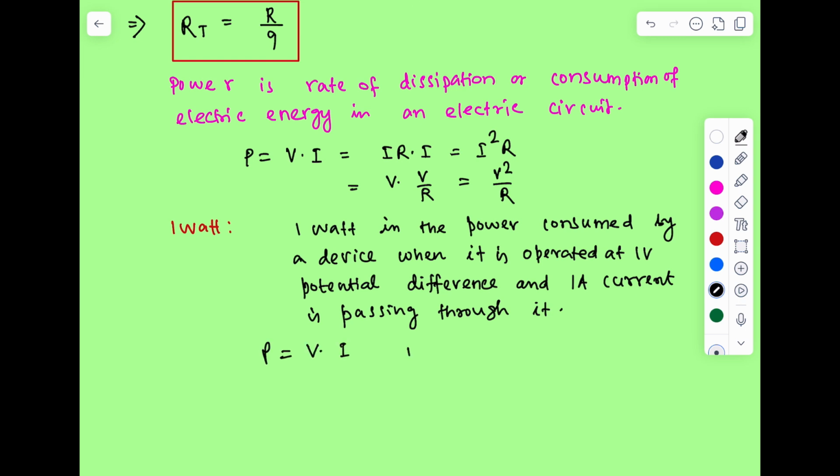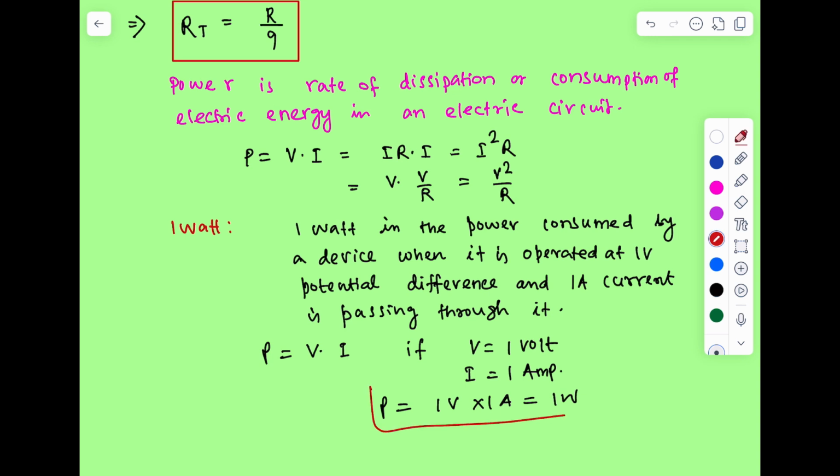Because you see P is equal to V into I. If V is equal to 1 volt and I is equal to 1 ampere, then P will be equal to 1 volt into 1 ampere, that is equal to 1 watt.